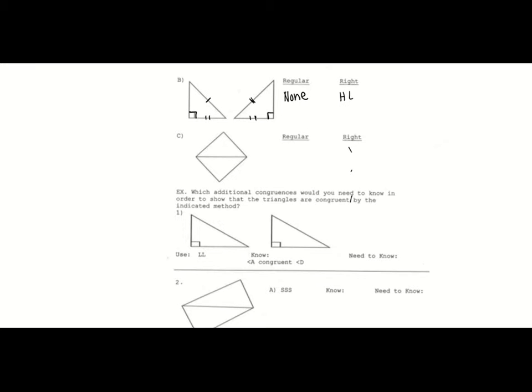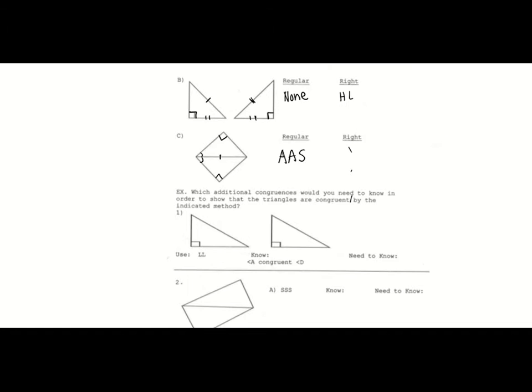Okay, for C, my given information here is that my two angles there are congruent, and I have right triangles here. So I know my side is congruent because it's the same line for both triangles. If I was looking at the regular options, I would see that I have two pairs of matching angles, and my side is outside of those two angles. So it would be angle, angle, side.